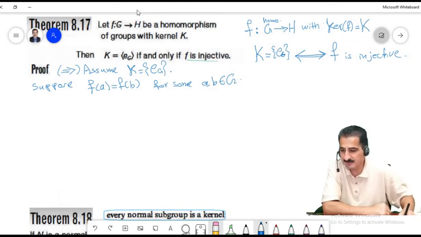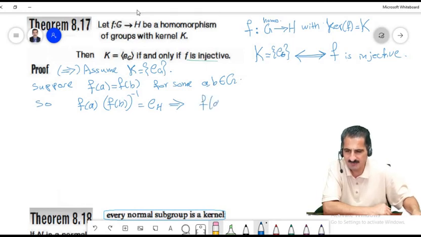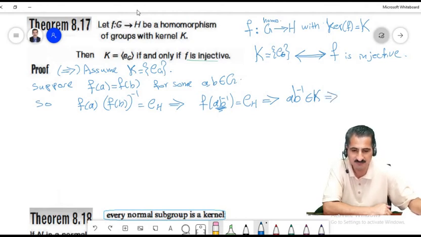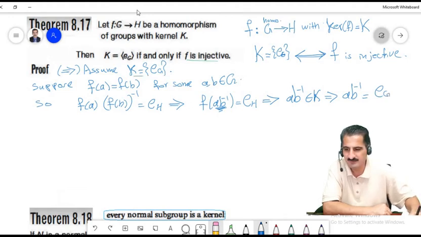So that means f of A times f of B inverse will give us the identity of H. But that means, since f is a homomorphism, this is f of A B inverse, which gives us the identity of H. And that means this element has an image which is the identity. So this element belongs to the kernel, but the kernel contains no element except the identity of G itself, which means A inverse B must equal the identity of G itself, because we have no other element.